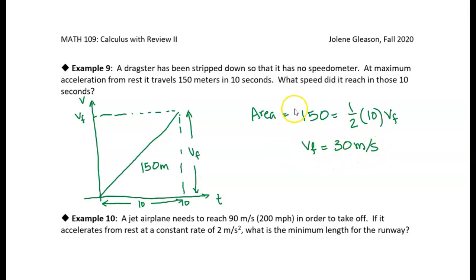And we know it's in meters per second because our distance was in meters and our time was in seconds. Okay? That's all there is to it. This idea of the area under the velocity curve is very powerful.